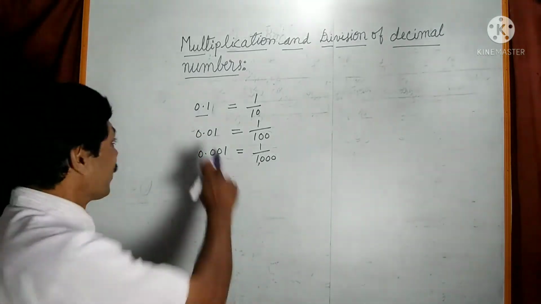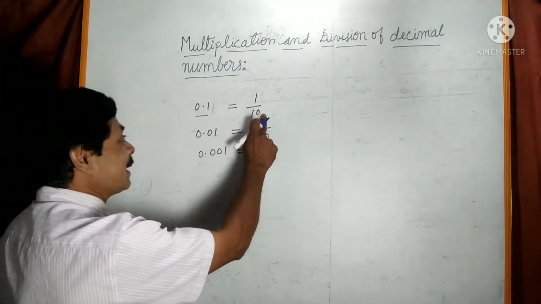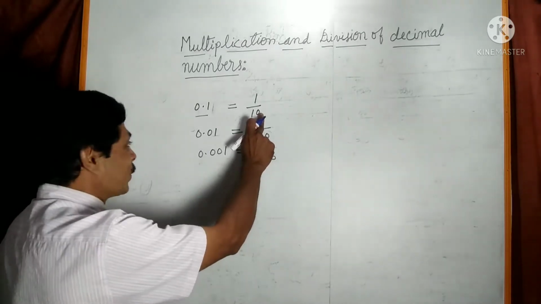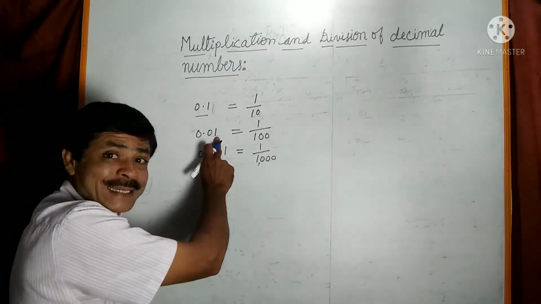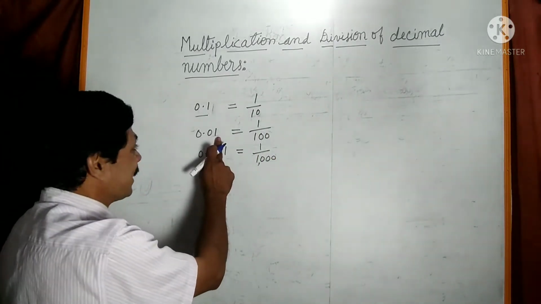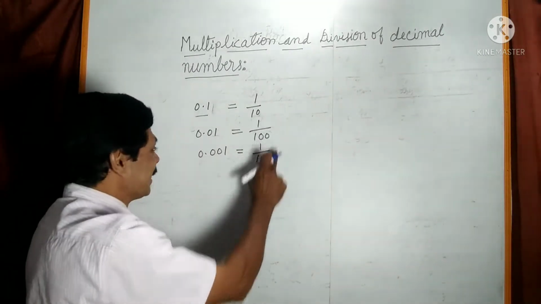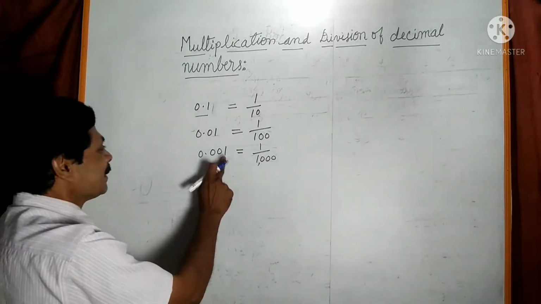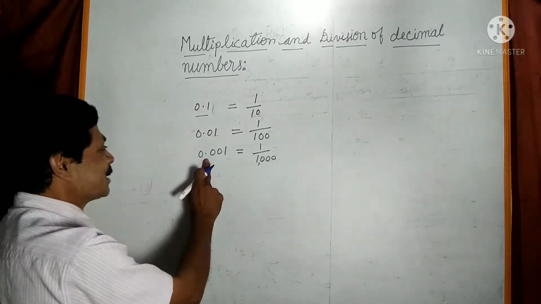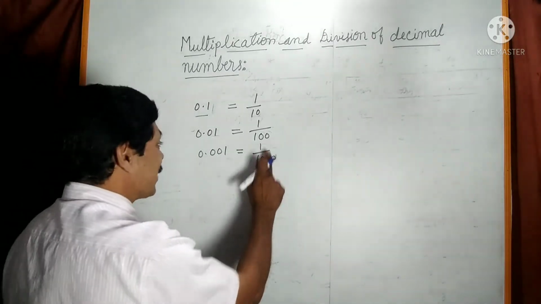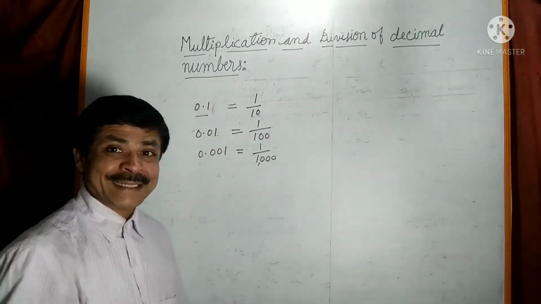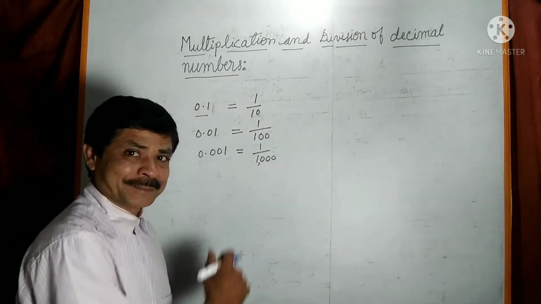That means if there is one digit, in the denominator there is one 0. If two digits to the right of the decimal point, we will take two zeros in the denominator. If there are three digits to the right of the decimal point, in the denominator of the fraction we will take three zeros, and so on.